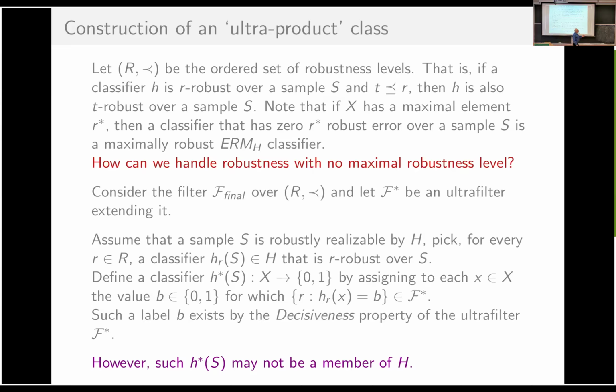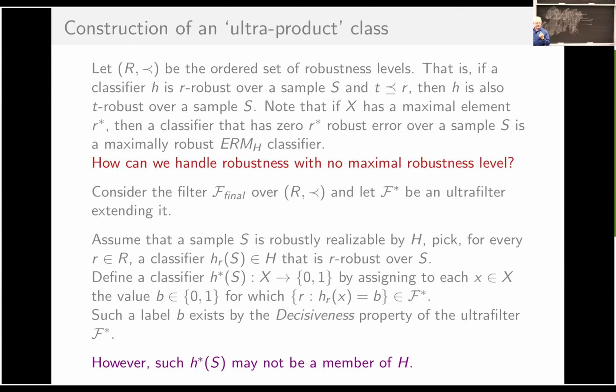Now I have here a collection of classifiers. Each of them is more robust, but I don't have any control how they behave outside the sample. So now I need to define the behavior outside the sample. So I will define H star of X outside the sample by the following trick. I will extend my final filter to an ultrafilter.